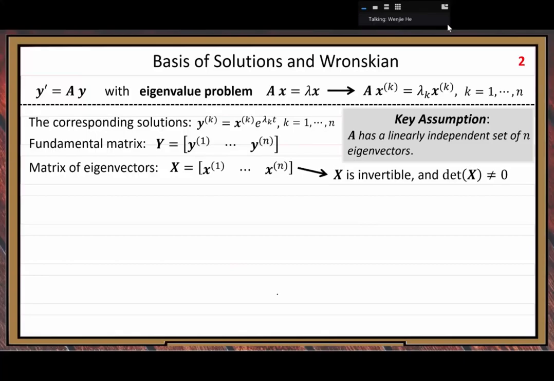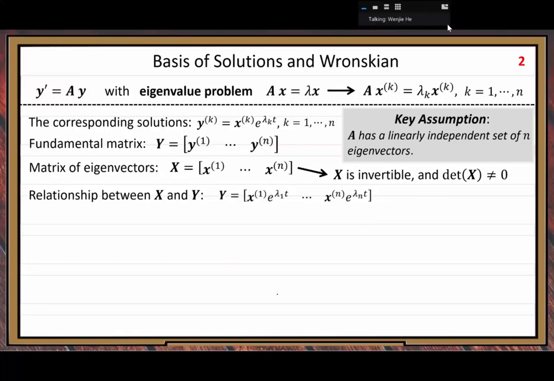So capital X is invertible and the determinant of X is non-zero. Can you see that easily? Very easy. Why is X invertible? Because these n eigenvectors are linearly independent. So the capital X matrix is invertible, and the determinant of X is non-zero. Now, what's the relationship between X and Y? The relation is very simple.